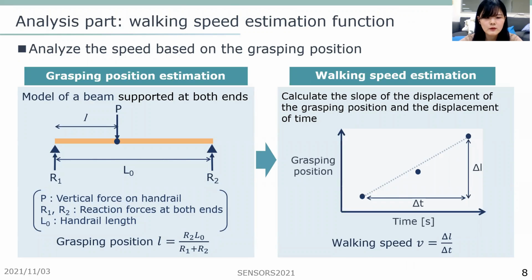Next, I'll explain the walking speed estimation function. Previous studies pointed out a relationship between walking speed and frailty. Therefore, we focused on the speed of stair ascent and descent. The grasping position is calculated based on the theory for a beam supported at both ends. The change in grasping position divided by the elapsed time is defined as the ascent or descent speed.